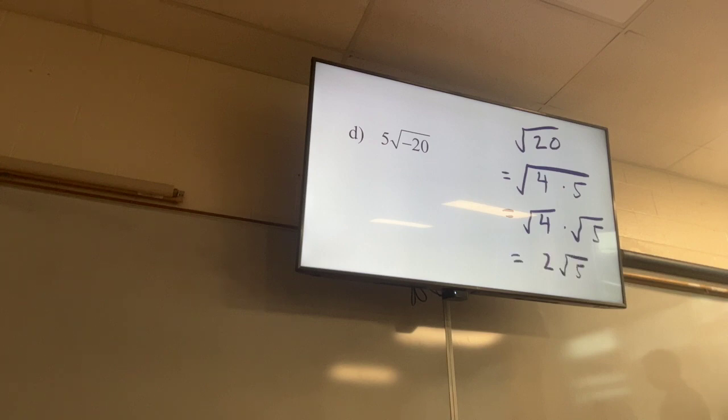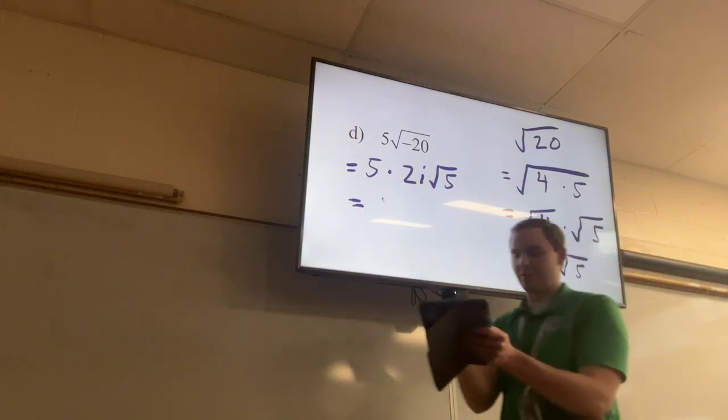What would that negative inside the square root do, though? Make it 2i root 5, yep. So this becomes 5, we keep the 5 there, times 2i root 5, okay? That 5 times 2 there, we can just crunch those together, so it's 10i root 5.